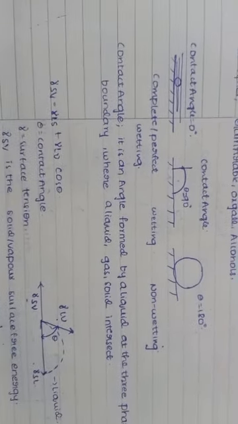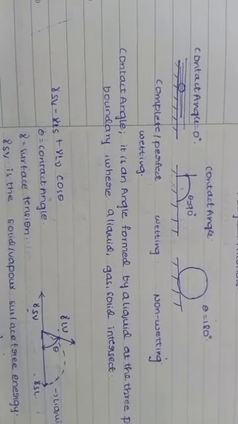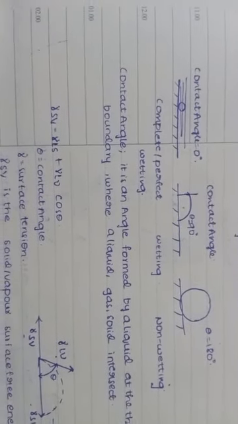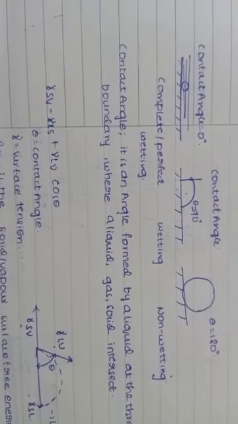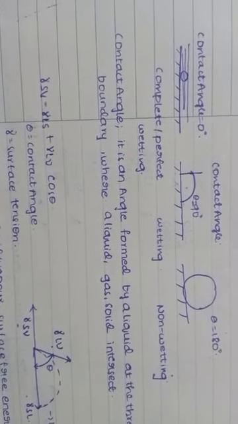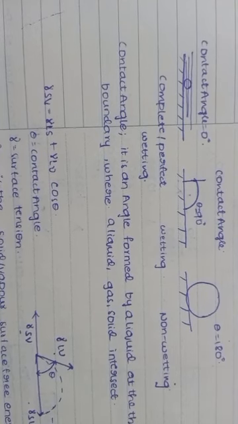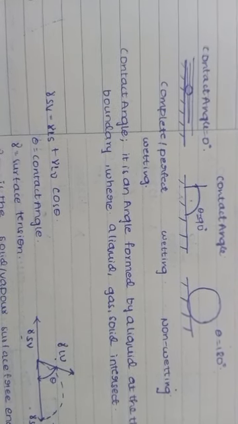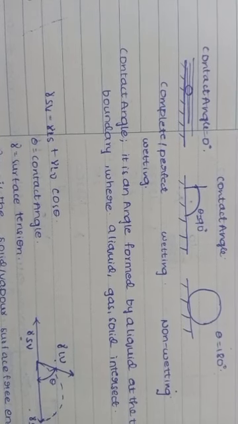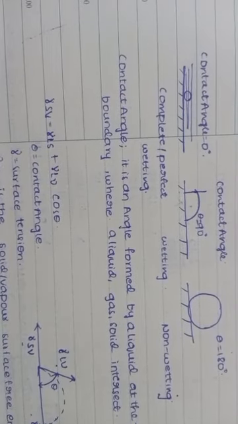Here, how can we say whether it has a more wetting nature, less wetting nature or no wetting nature? Remember, here we calculate it using the contact angle. Remember, wettability is inversely proportional to the contact angle. If the contact angle increases, wettability decreases. If the contact angle decreases, wettability increases.